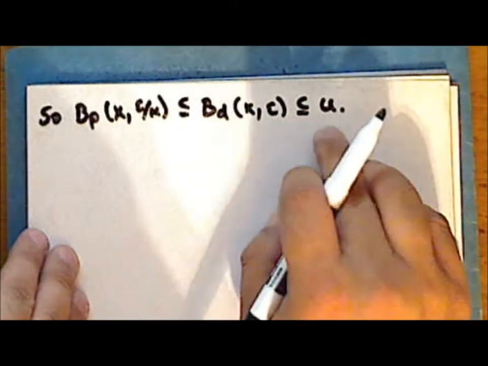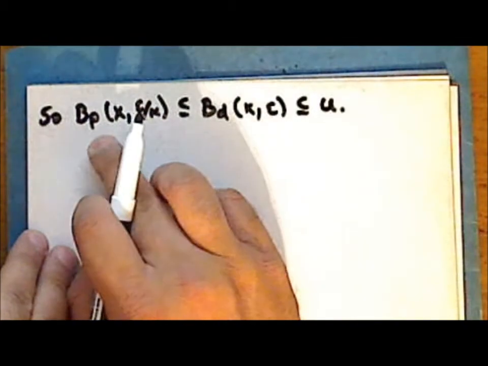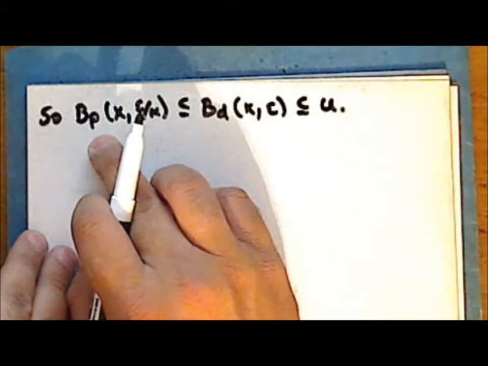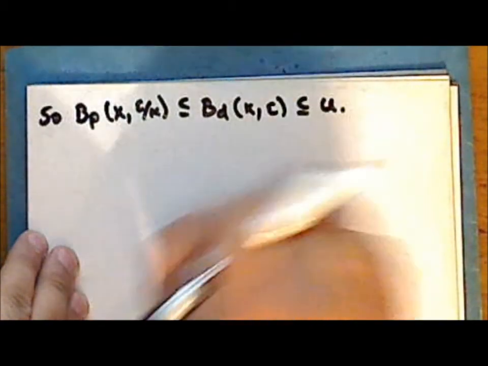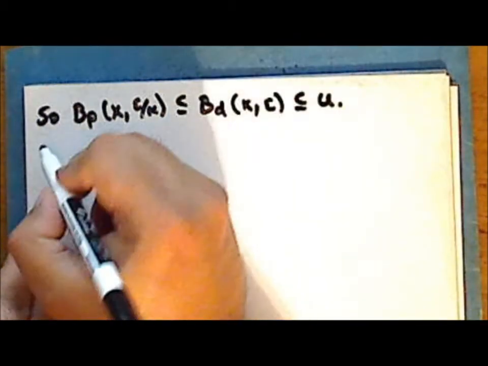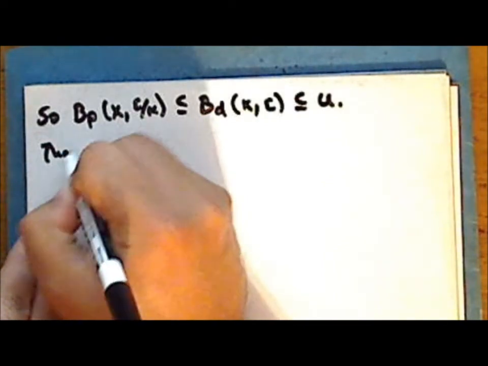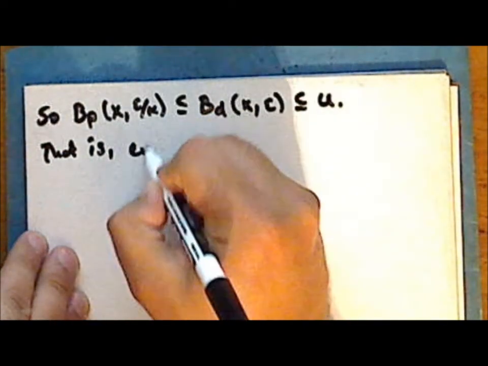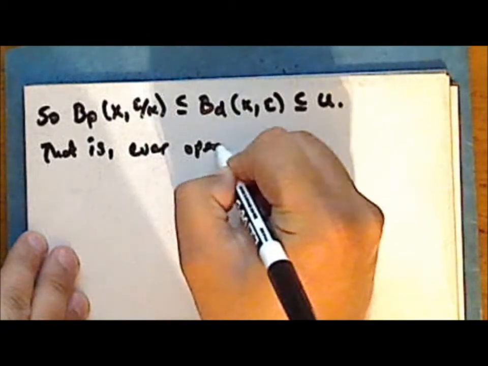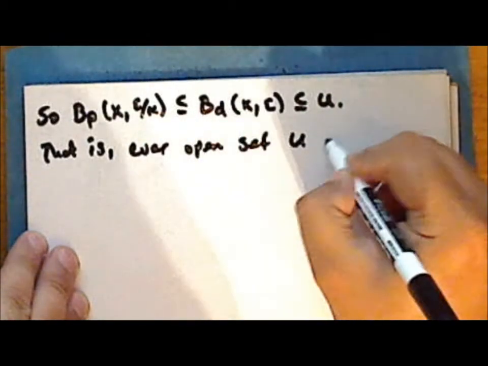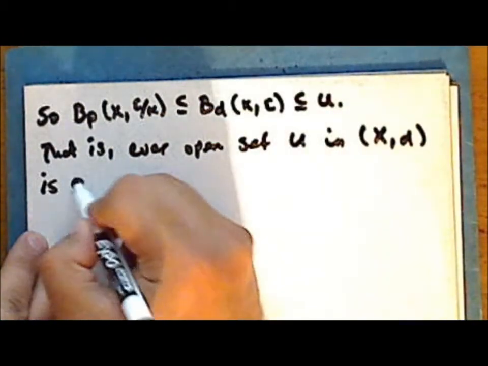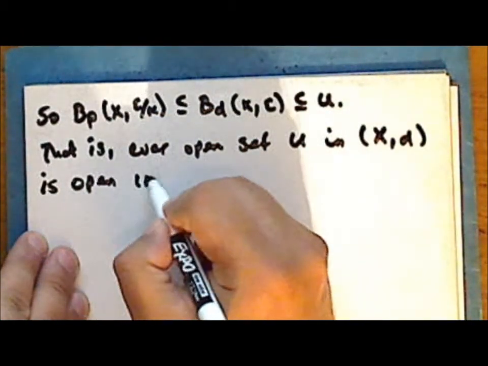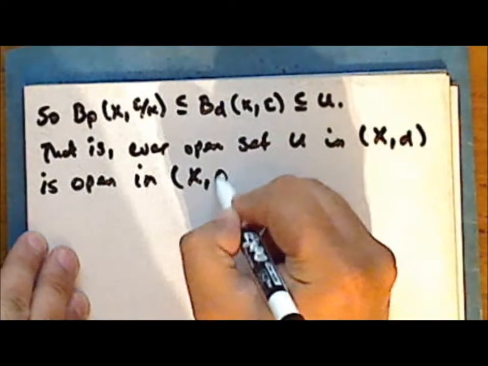That is, for every open set U, there exists a basis element in the topology generated by the metric rho that is a subset of U and contains the point x for every point in the set U. That is, every open set U in the topology generated by the metric D is open in the topology generated by the metric rho. All right?